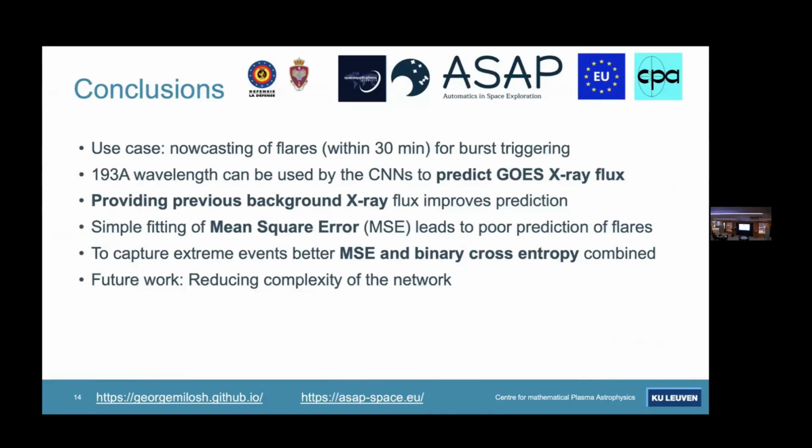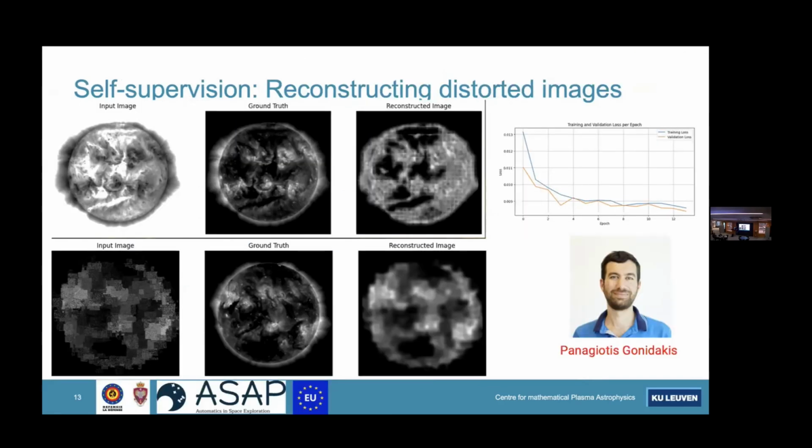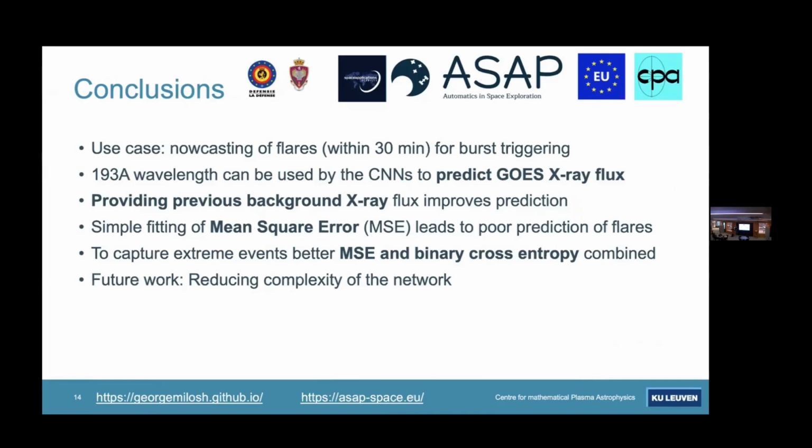Okay, so this is an ongoing project. We have some preliminary results here, but it's still too early to apply this directly for flare forecasting.